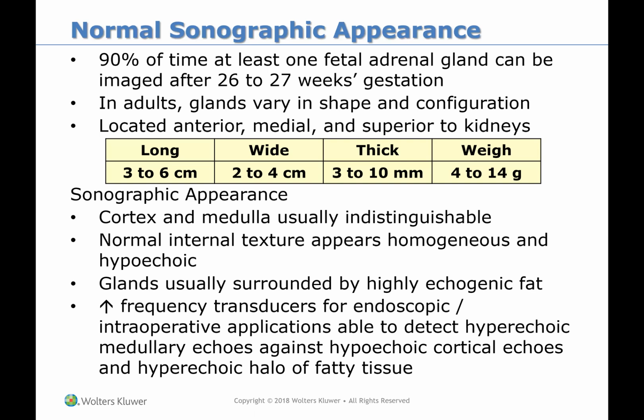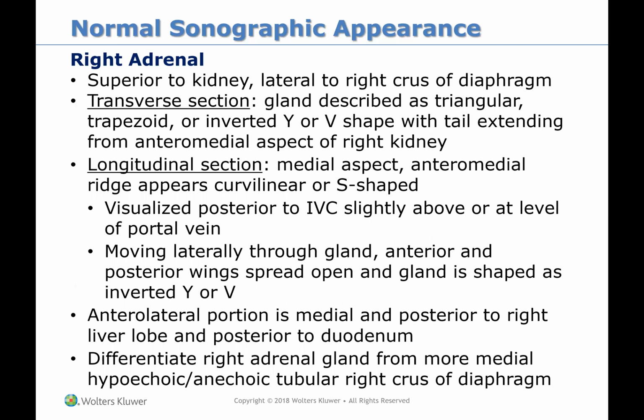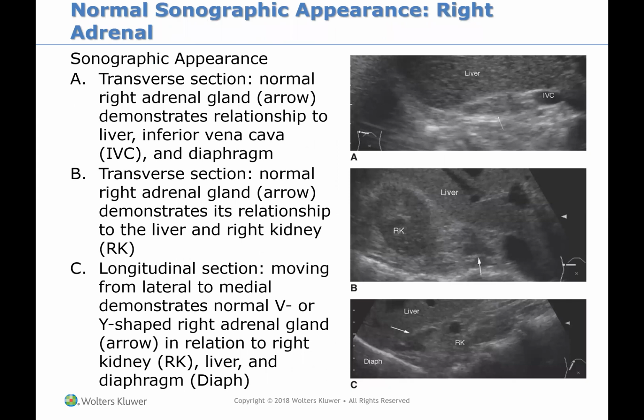In adults, they can vary in shape and configuration, but let's know our length, width, and thickness. They weigh about 4 to 14 grams, so they're little. You can't really distinguish between the cortex and the medulla, but the normal internal texture appears homogeneous to hypoechoic. In transverse section, the right adrenal is going to be more triangular. And I want to show you a picture of it.